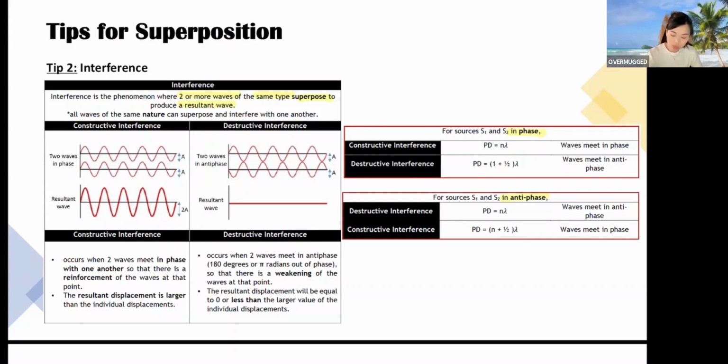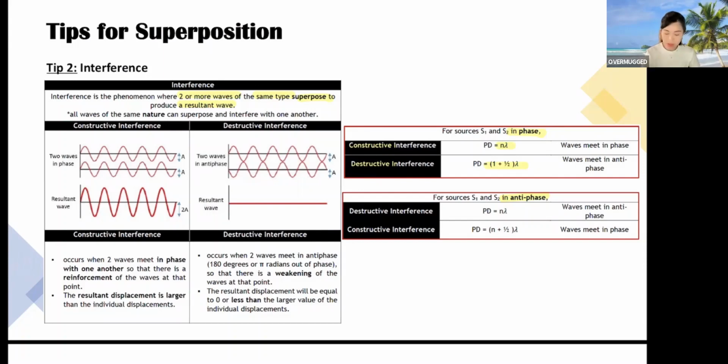Okay? So if the two sources are in phase, a constructive interference happens when their path difference is a multiple of their wavelength. Okay, so that means they will meet in phase. But a destructive interference will form where the path difference is half of an odd multiple of your wavelength. That means your waves will meet out of phase.